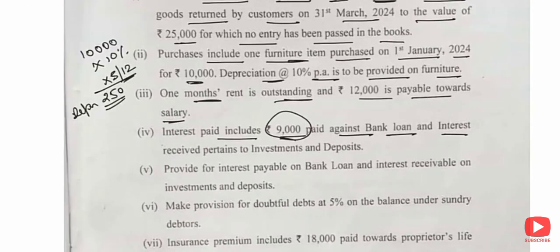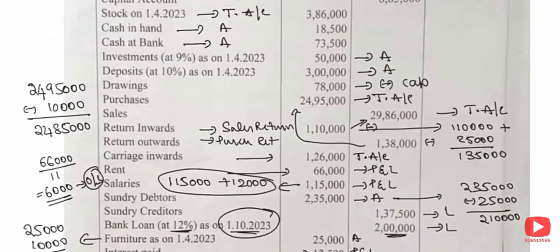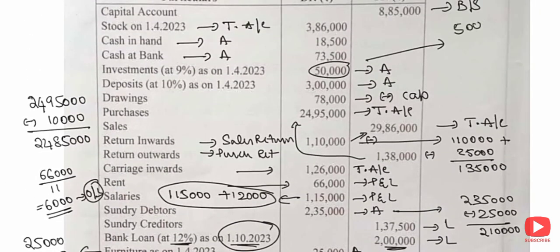Okay guys. And interest received pertains to investment and deposit. Can you see investment is there 50,000? So 50,000 into 9%.